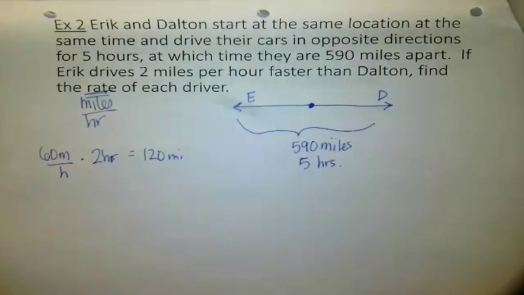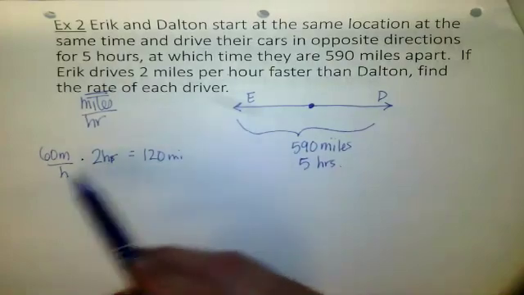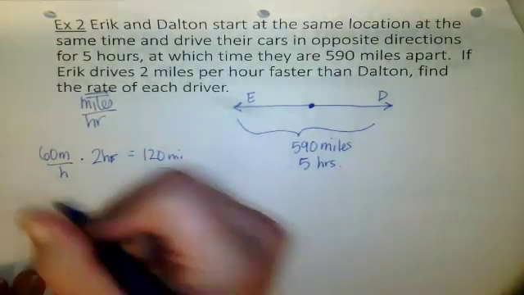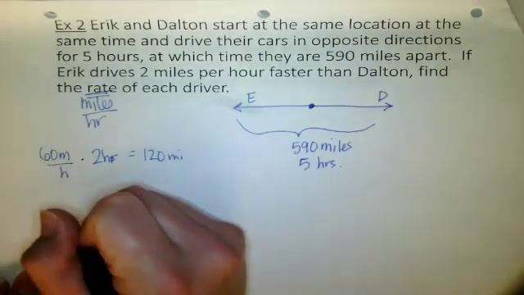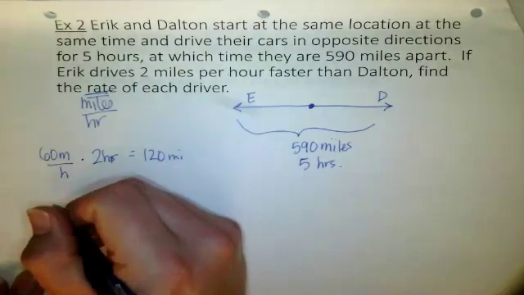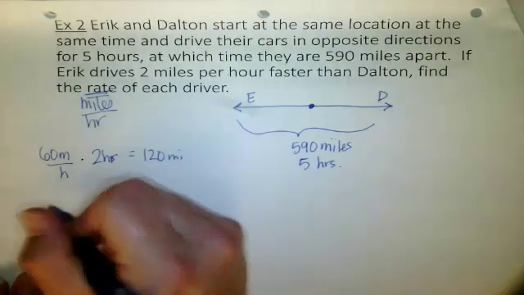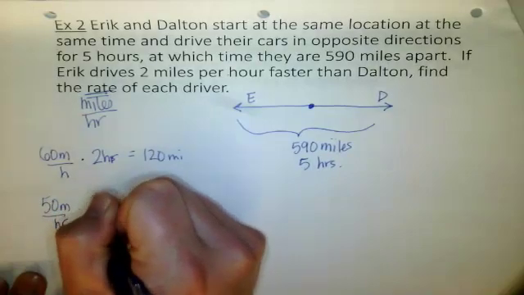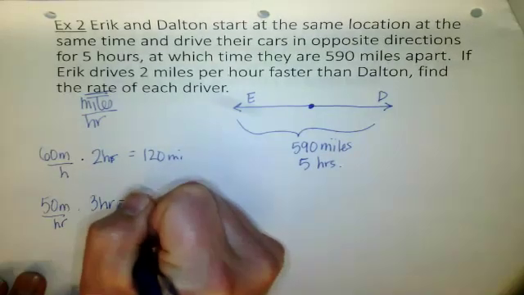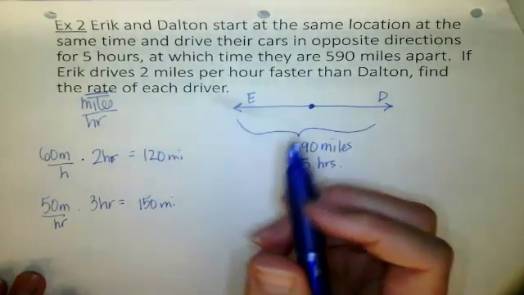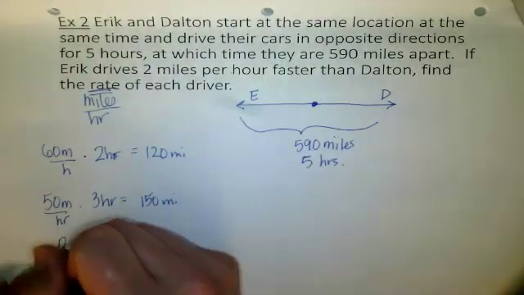I guess. Okay. What happened to the hours? Cancel. They cancel and they leave us with miles, right? Okay. And if we were going 50 miles per hour, and we drove for 3 hours, how far did I go? 150. Okay, very good.